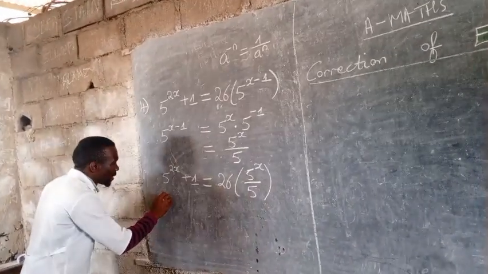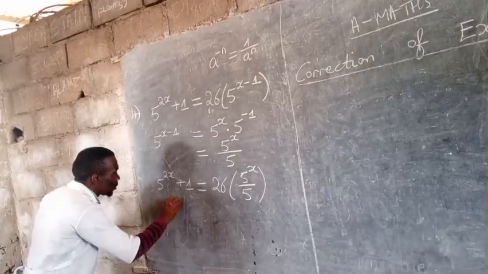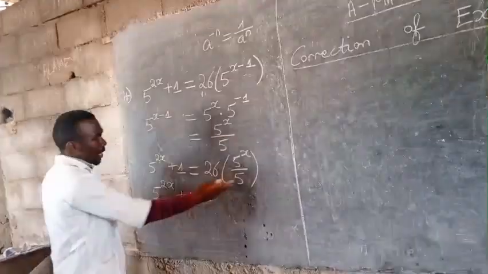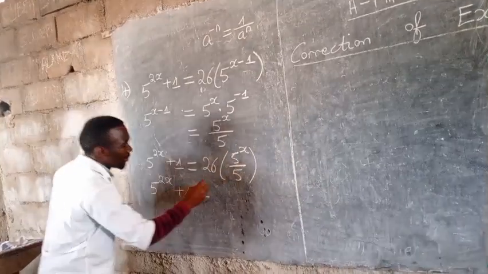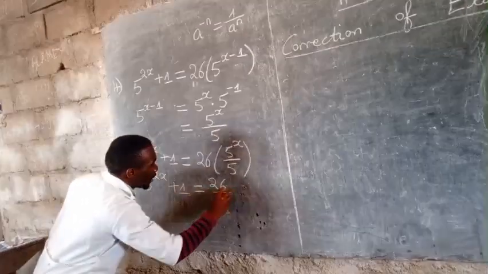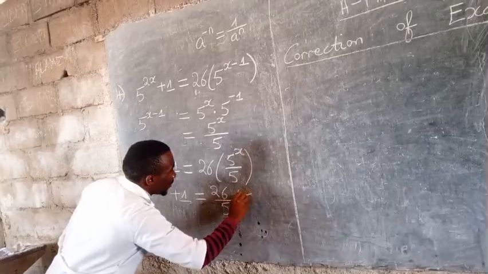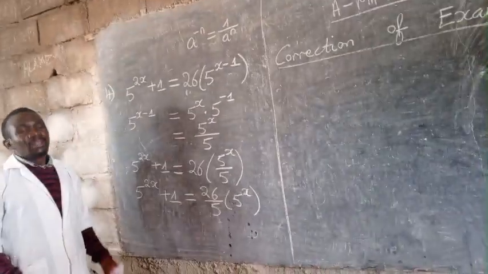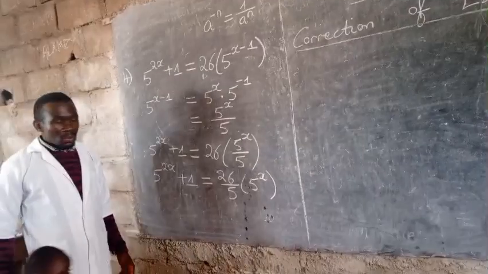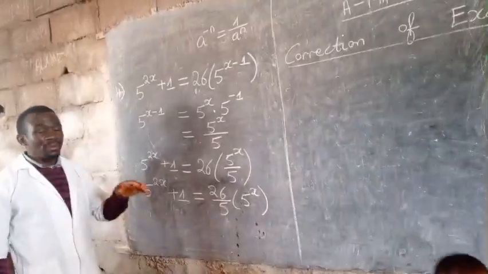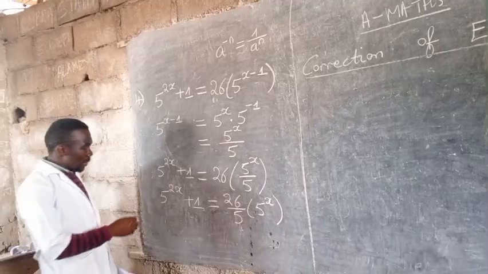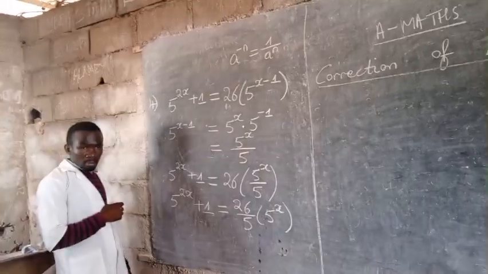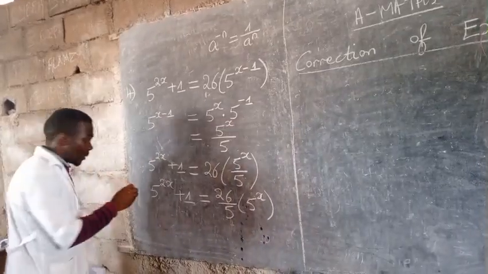Next, you can write this as 5 raised to the power 2x plus 1 is equal to, we can bring out this 1 over 5 now. This will give us 26 all over 5 times 5 raised to the power x. The next step, we are going to multiply both sides by 5. The reason why we are multiplying both sides by 5 is because we want to eliminate this 5 at the denominator. We are going to multiply the left hand side by 5.